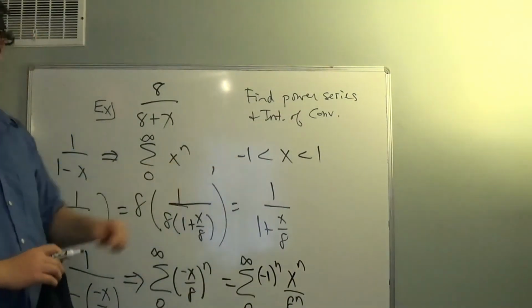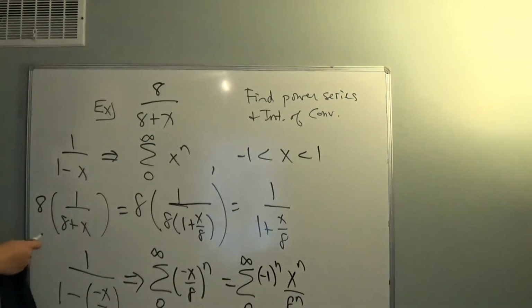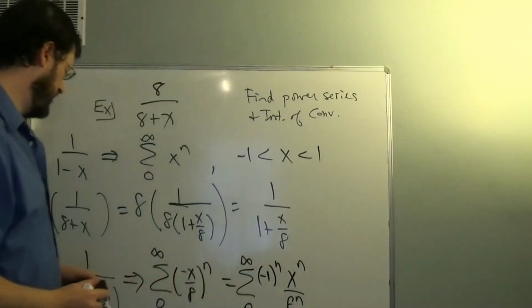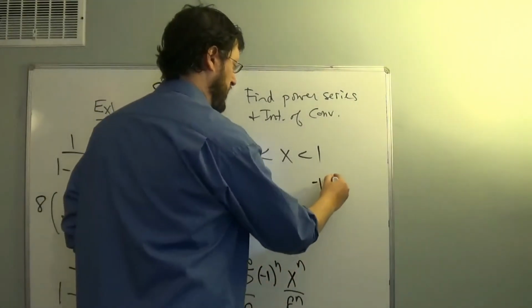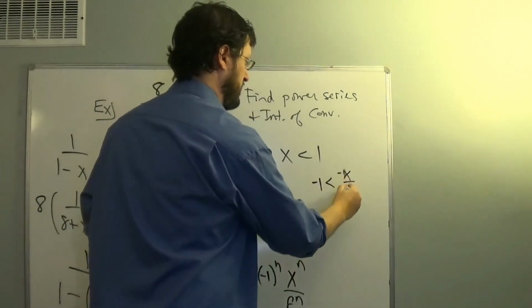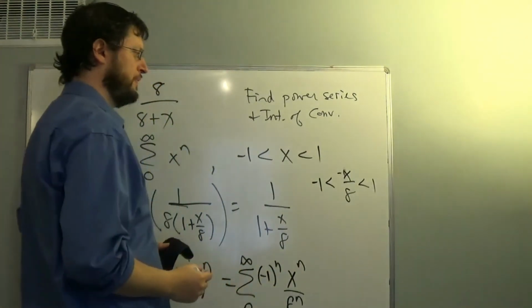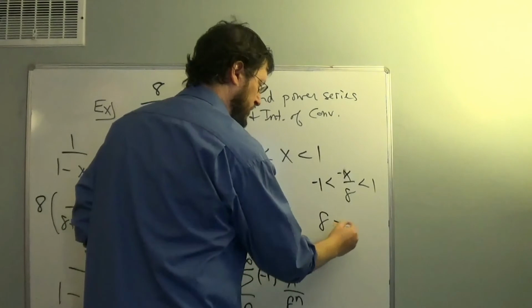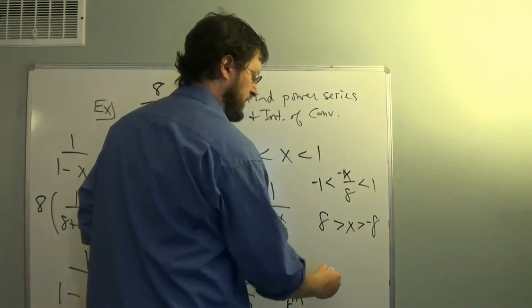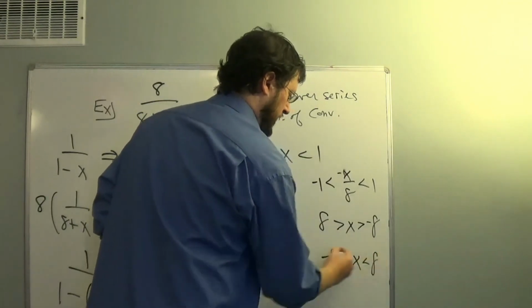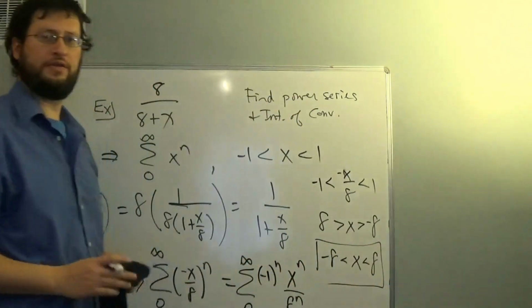We do need to also think about our interval of convergence. Notice what we did. We took x and turned it into negative x over 8. So that will be -1 less than negative x over 8 less than 1. Multiplied through by -8 makes 8 bigger than x bigger than -8, which is the same thing as -8 is less than x is less than 8, and that is our interval of convergence.